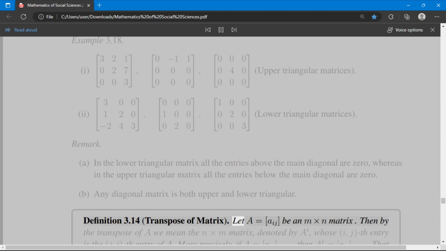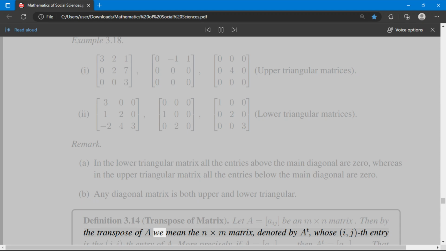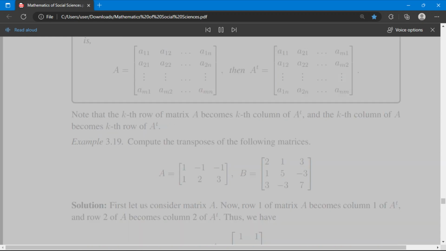Definition 3.14, Transpose of matrix. Let A = [aij] be an m times n matrix. Then by the transpose of A we mean the n times m matrix, denoted by A transpose, whose i,j-th entry is the j,i-th entry of A. More precisely, if A = [aij] is m times n, then A transpose = [aji] is n times m.